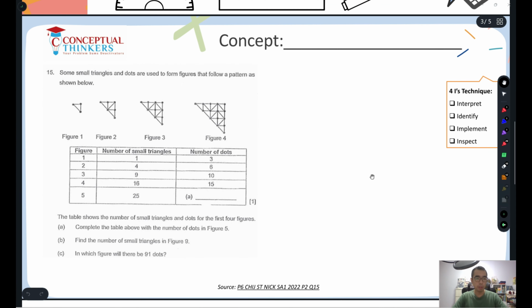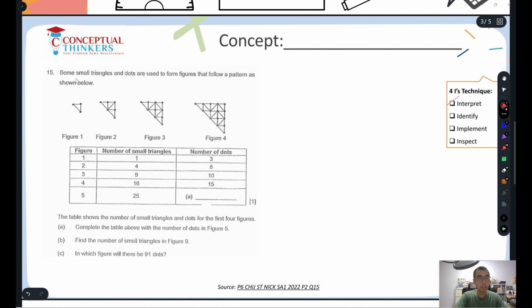Okay, just from the question you know that it will be a number pattern question. The reason why I want to do this question is because one of the parts I feel is quite challenging for the student. So I think it's good to have some practice before we go into the SA1 test, okay? So let's start.